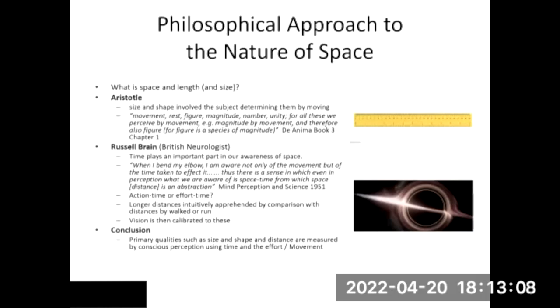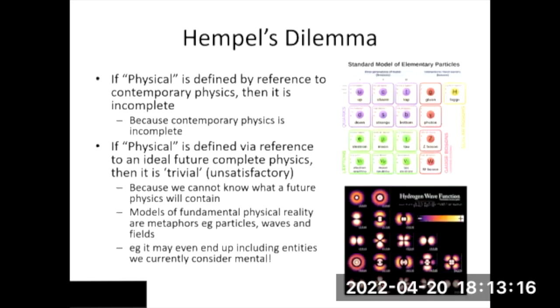So in that sense, that's supporting what Berkeley said, that primary qualities are just the same as secondary qualities. They're all body dependent. We come to the crux, which is Hempel's dilemma. Hempel basically said it's very difficult to define the physical, because if you define it with reference to contemporary physics, for example, the standard model, which I've got there, it's incomplete because physics is incomplete.